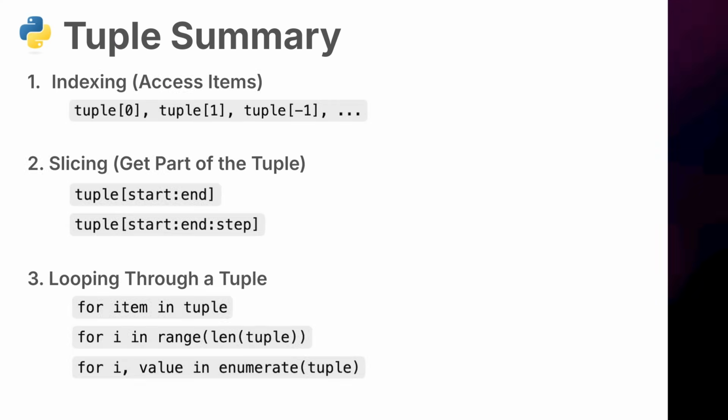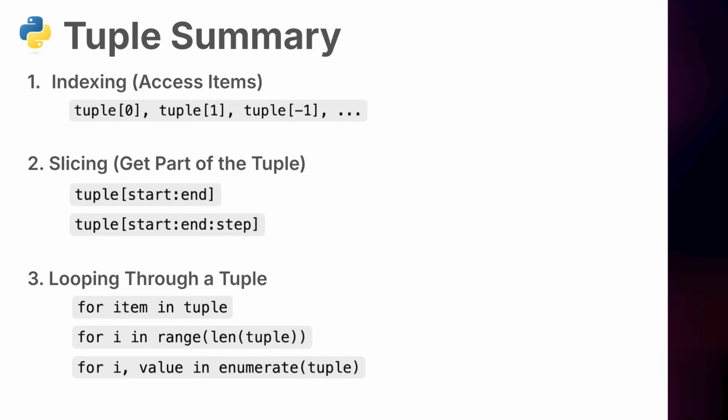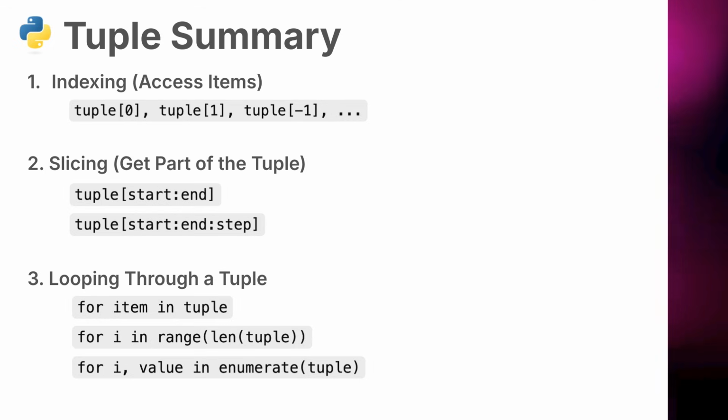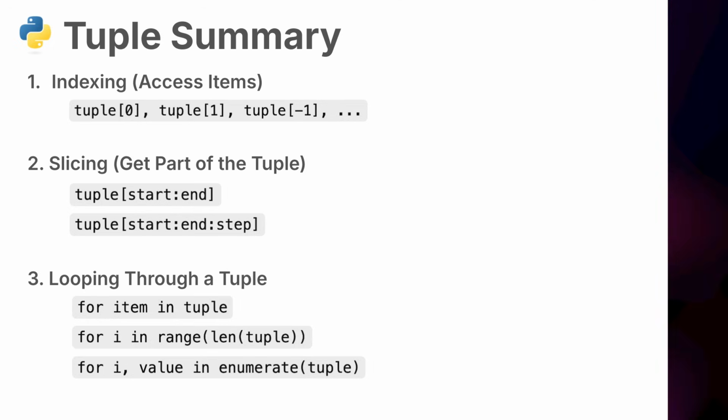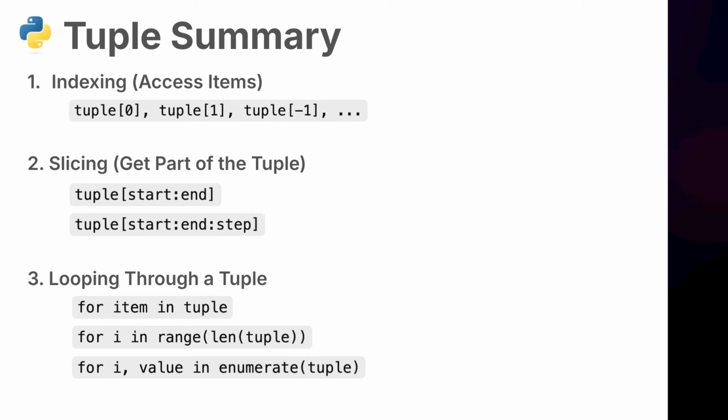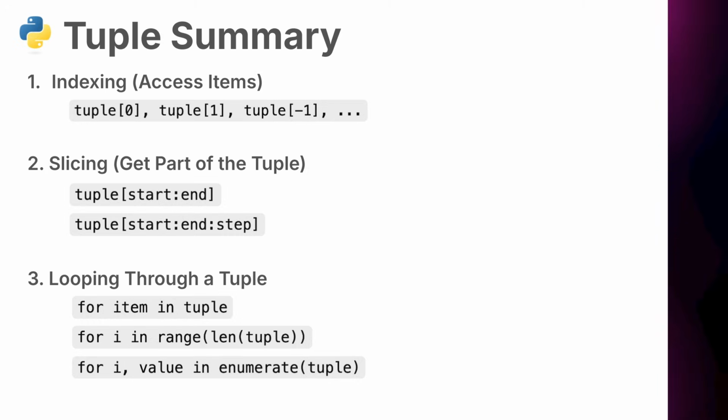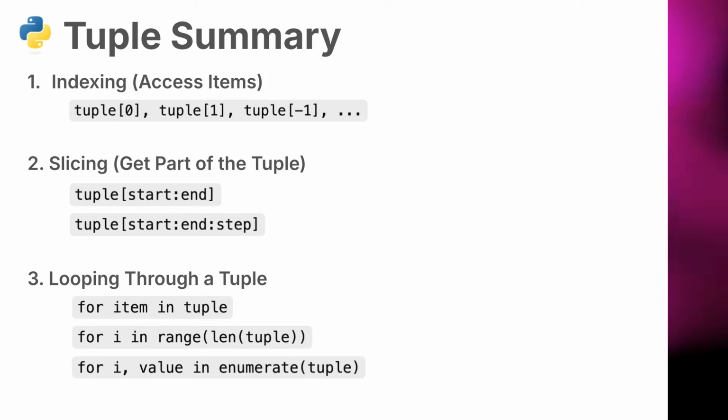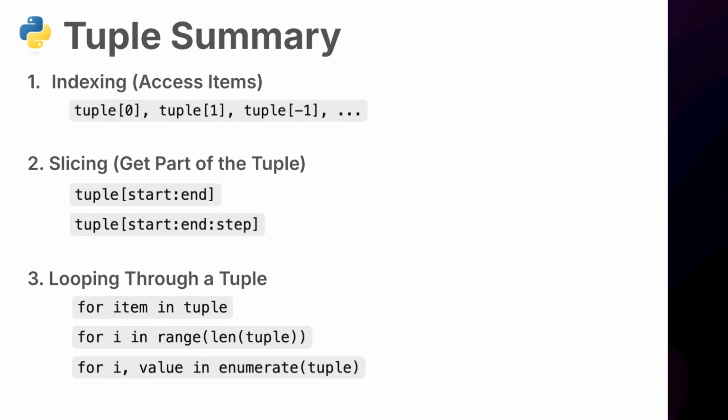This is the summary of the tuple. We covered these things. 1. Indexing. You can access items using their position in the tuple. Indexing starts from 0, and you can also use negative indexing, -1 for the last item. 2. Slicing. Just like lists, you can slice tuples using start and end or start, end and step. This lets you get a subset of the tuple without changing it.